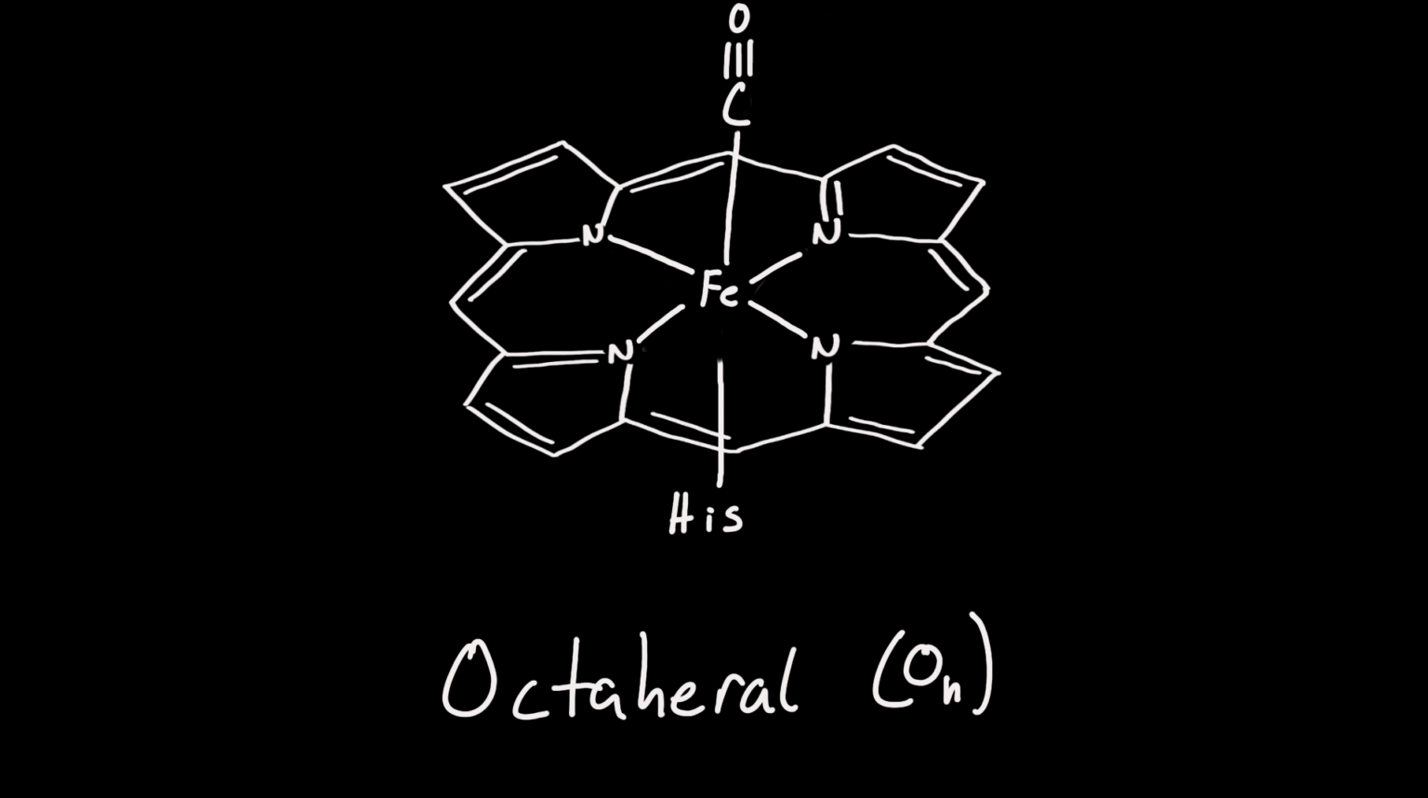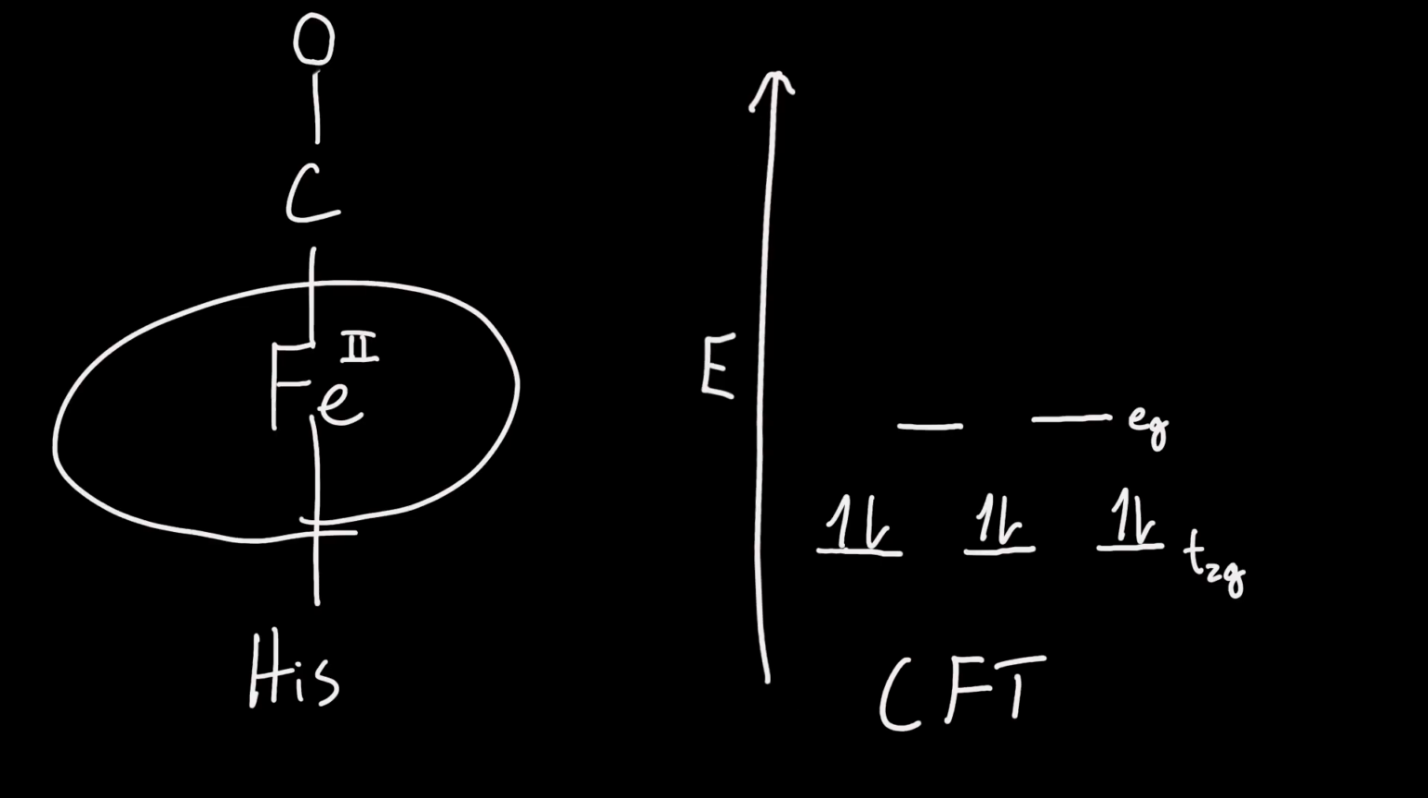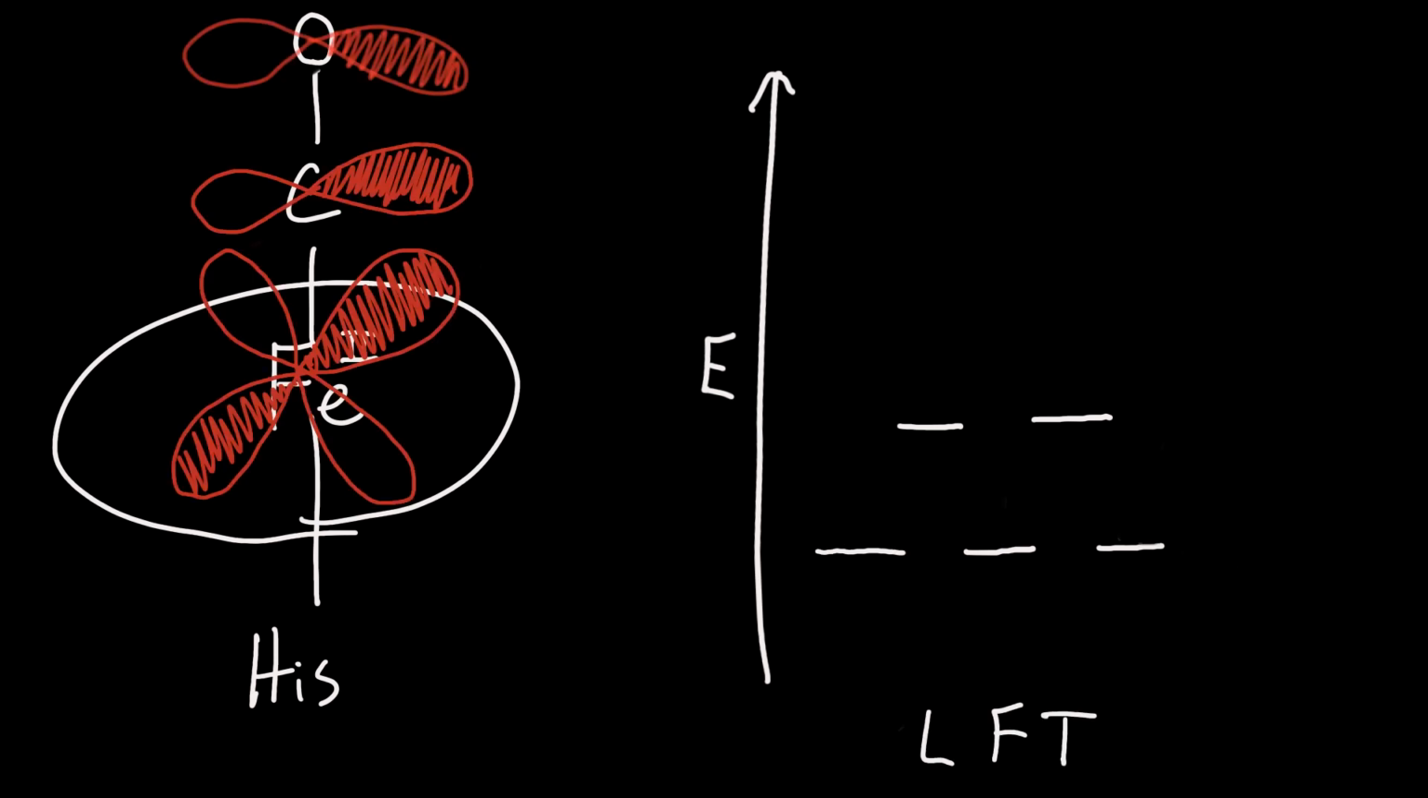However, the orbital splitting diagram of the carbon monoxide complex is different from what we might expect from the crystal field theory. So let's continue to use carbon monoxide bound heme as an example. Here I've just drawn the porphyrin as a circle. In crystal field theory, we would split the d orbitals in a standard octahedral complex into two groups of degenerate orbitals. In ligand field theory, we consider the anti-bonding pi orbitals of the carbon monoxide, which line up with the dxz and the dyz orbitals of the iron and pull these down in energy.